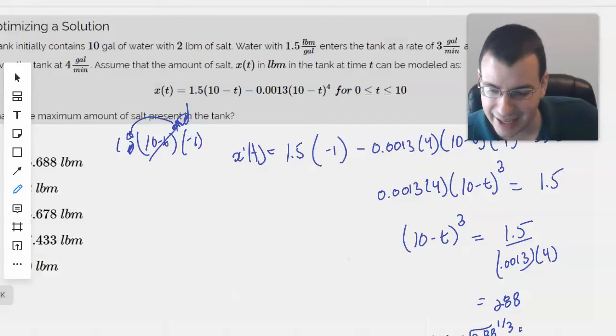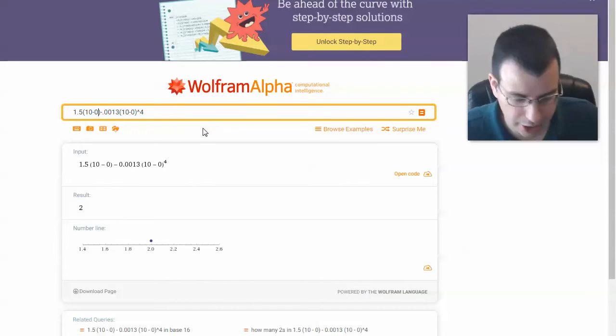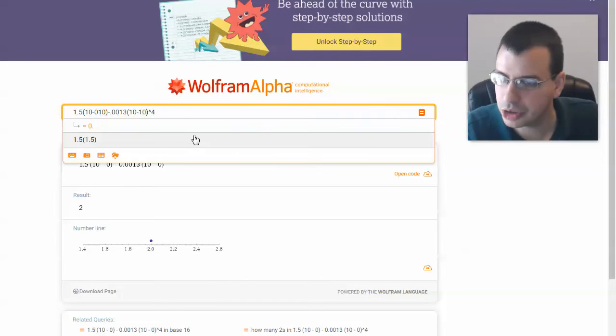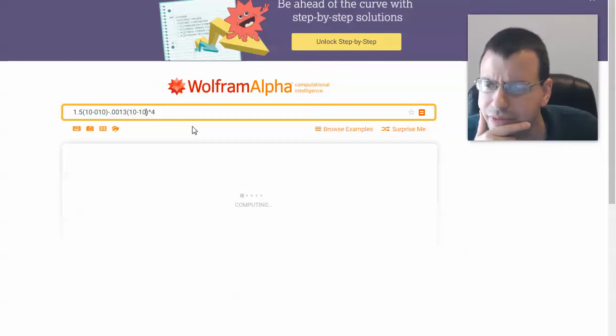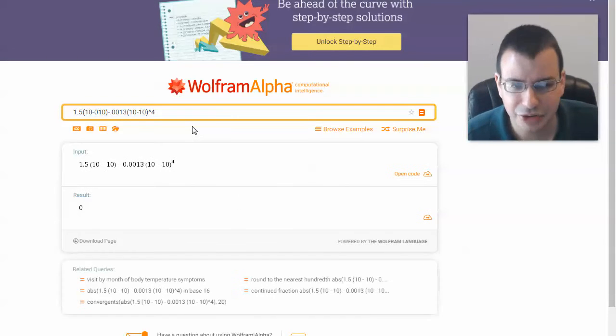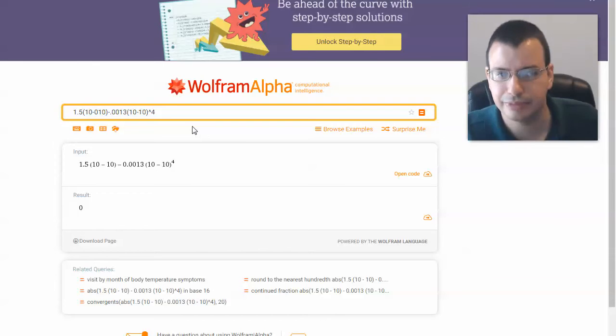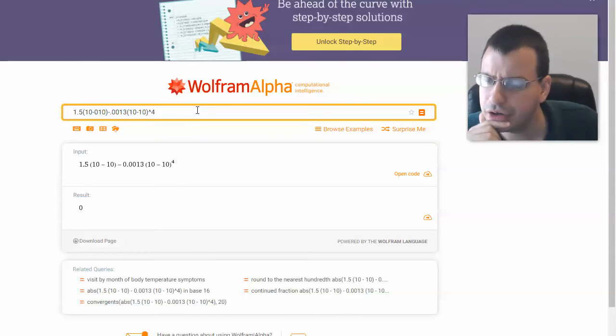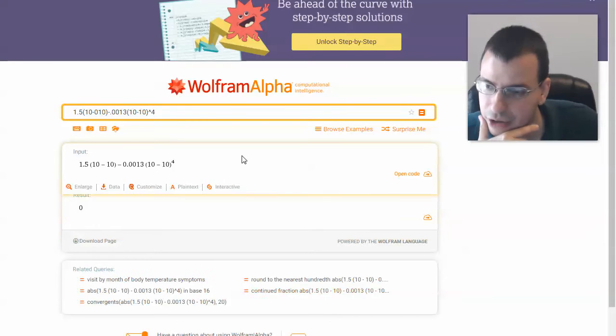Then we'll plug in 10 to see what happens. So we got probably 0, which is interesting, because it should never actually go to 0 if it's well-mixed. Maybe it just runs out of water. Good call.